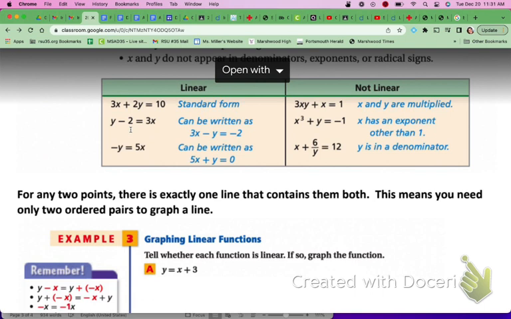Here I have an exponent of 3, so that's not linear. Here I have a y in a denominator. Okay, so these are things to look for to let you know that it's not linear. These are all good things that do make it linear.